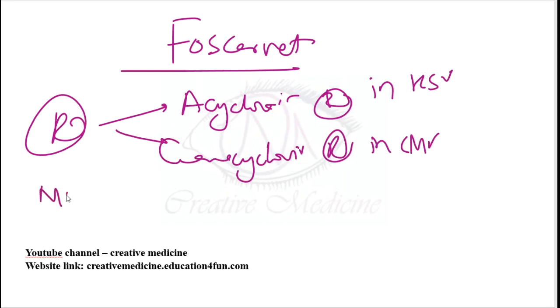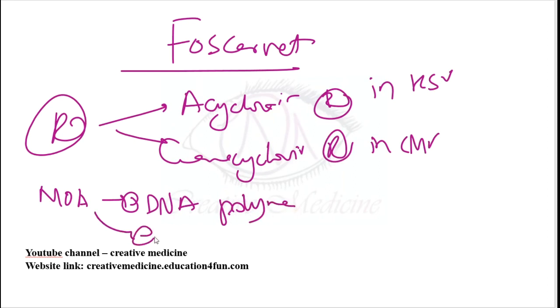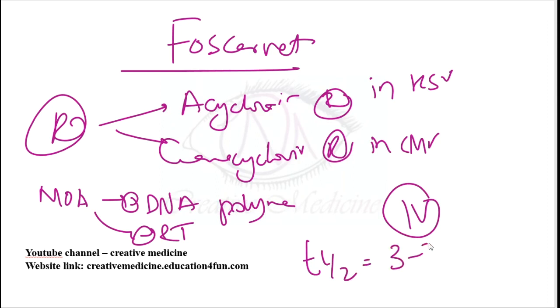Now, if you see the foscarnet mechanism of action, it inhibits the DNA polymerase. It will also inhibit the reverse transcriptase enzyme without activating by phosphorylation. So it is used by IV route also. The half-life of foscarnet is 3 to 7 hours. It will inhibit the DNA polymerase and also inhibit reverse transcriptase including HIV.